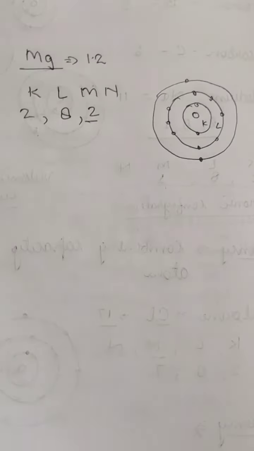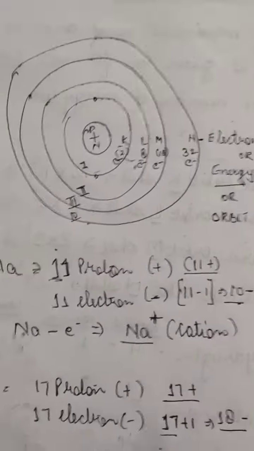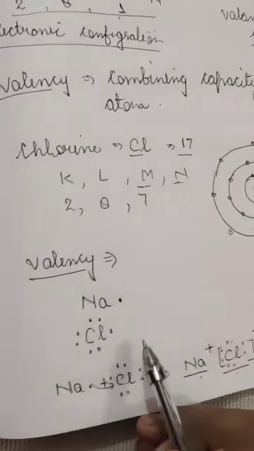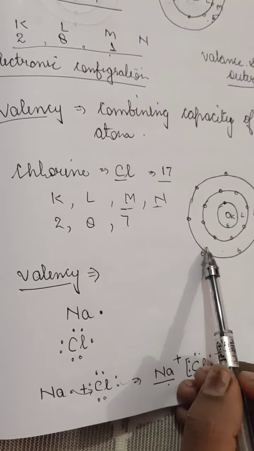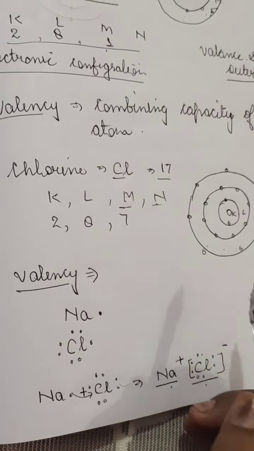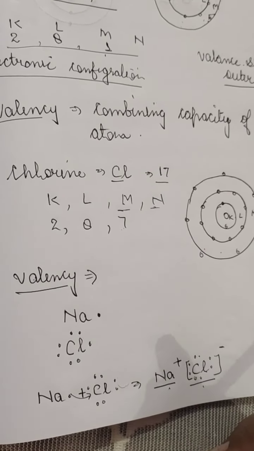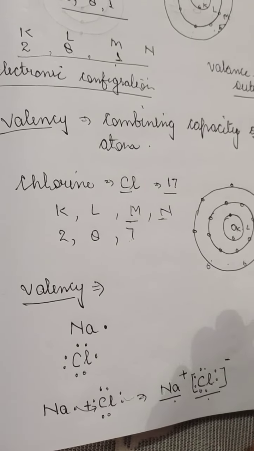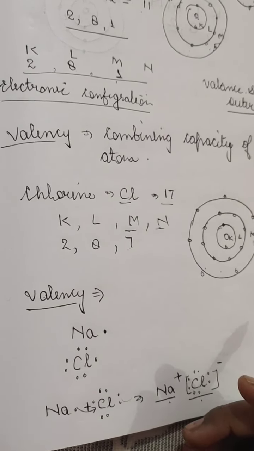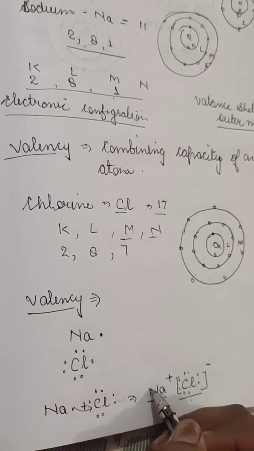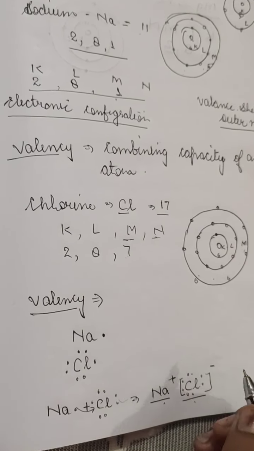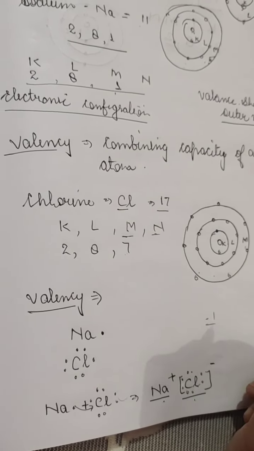Here, the valency of chlorine is 1, because chlorine reacts with only 1 electron, so it only needs 1 electron. Valency is the combining capacity. With 1 electron it combines with sodium, so the valency of chlorine is also 1, but it is minus 1 because it needs 1 electron.